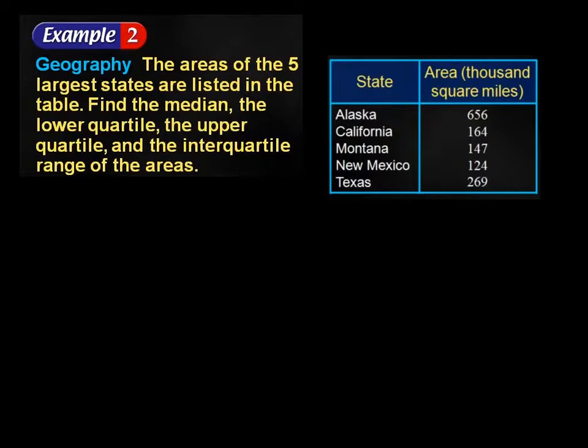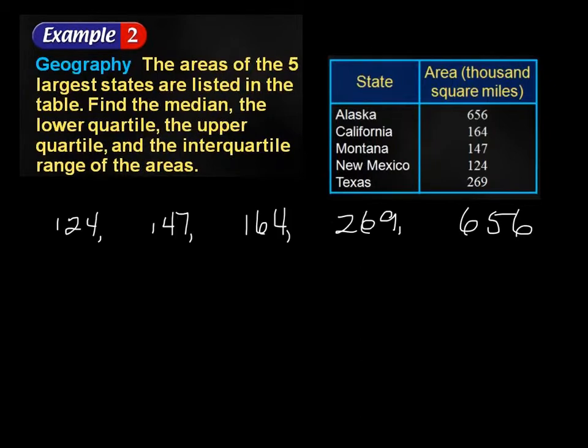The areas of the 5 largest states are listed in the table. Find the median, lower quartile, upper quartile, and interquartile range of the areas. Now, normally we'd want to deal with all 50 states, but they're making the problem simpler for us. So we just need to list these 5 in order from least to greatest to find the median. And conveniently, because we have an odd number, the median is going to be 164. It is the middle of the group.